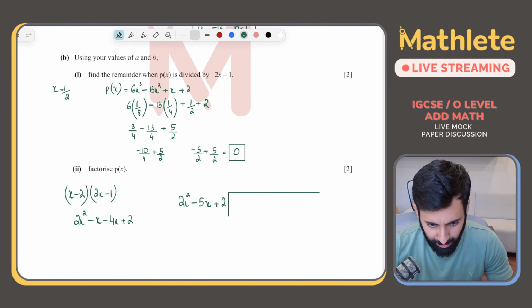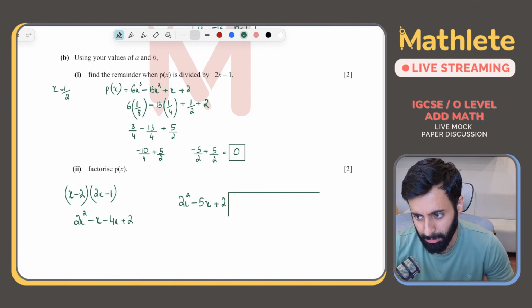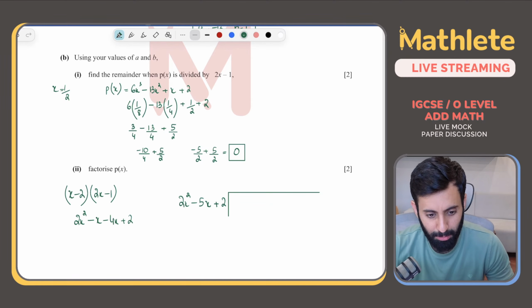Achha, we can't do synthetic division over here, not because it's not allowed, but because synthetic division is only applicable if you have to solve it, okay. It's only applicable if you have to solve it.